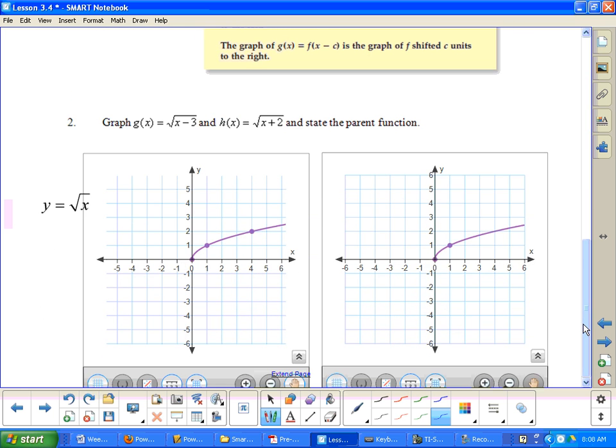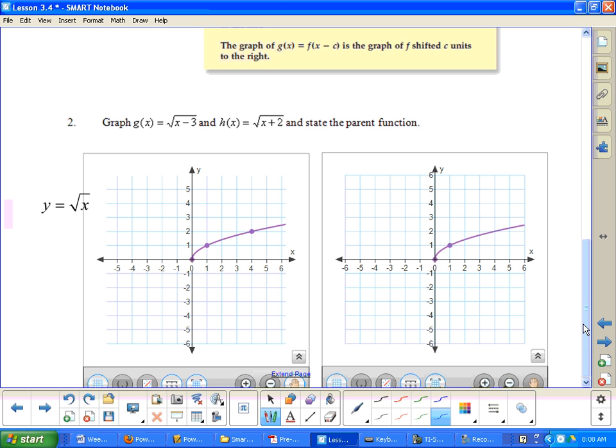So this one has a radical here. Okay. That's a square root function. So the parent function there is the square root function. It's just there's something that's happening to that. With this one, square root of x minus 3. Here's what the square root function looks like. 0, 0, because the square root of 0 is 0. Square root of 1 is 1, and the next perfect square is 4, so the square root of 4 is 2.